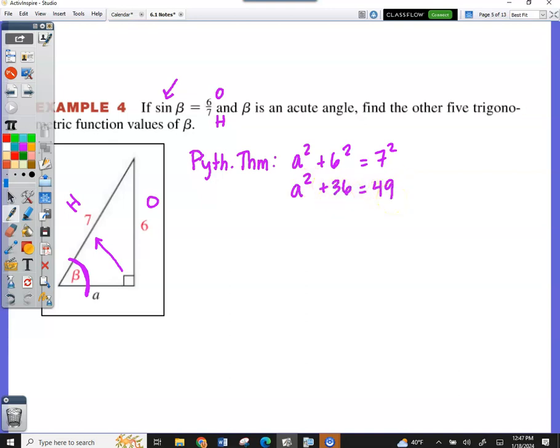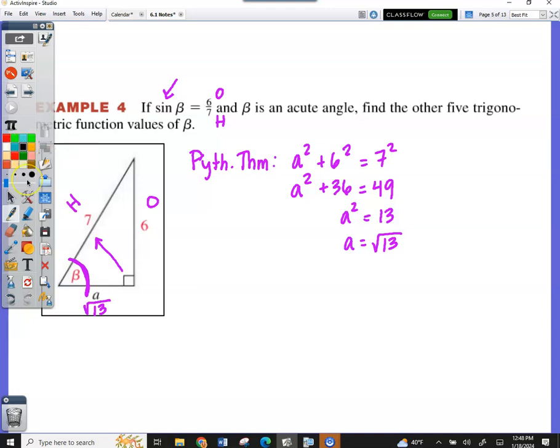So we've got 36 and 49. We're going to subtract the 36. 13. Square root. So a is the square root of 13. So I'm going to label this as square root of 13. Now, what did the directions say? Find the other 5 trigonometric function values.